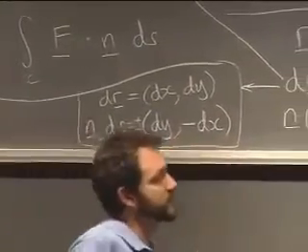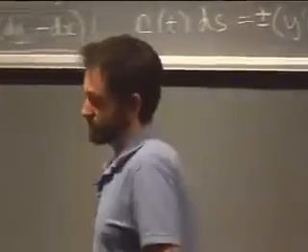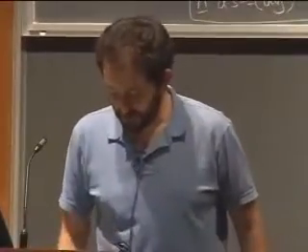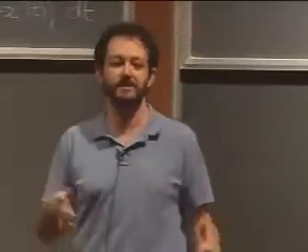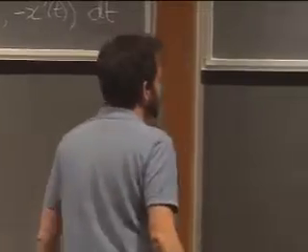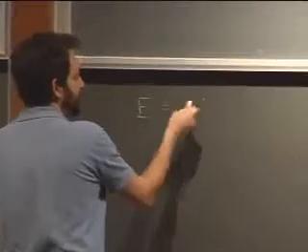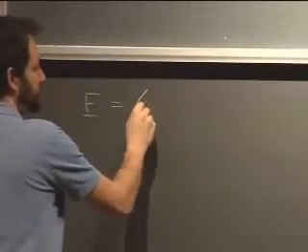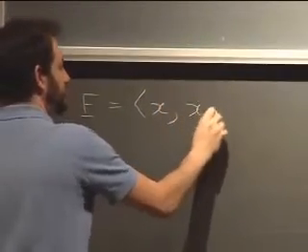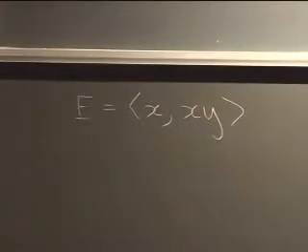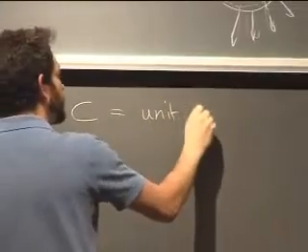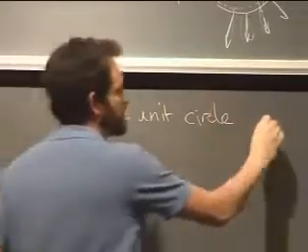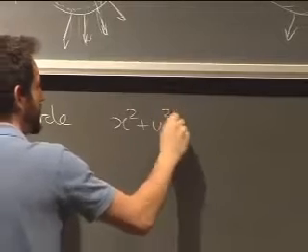Okay, so let me show you how to use this formula in a fairly straightforward and simple manner. Suppose you have something like this. I'll give you a vector field in the plane, say it's just x comma xy. And the curve C is the unit circle, which is x squared plus y squared equals 1.